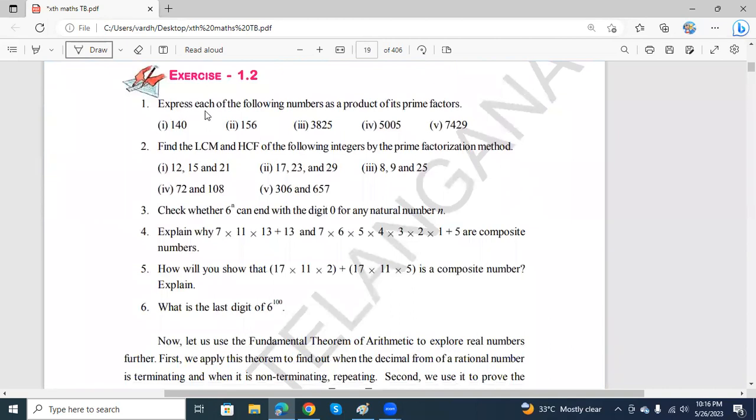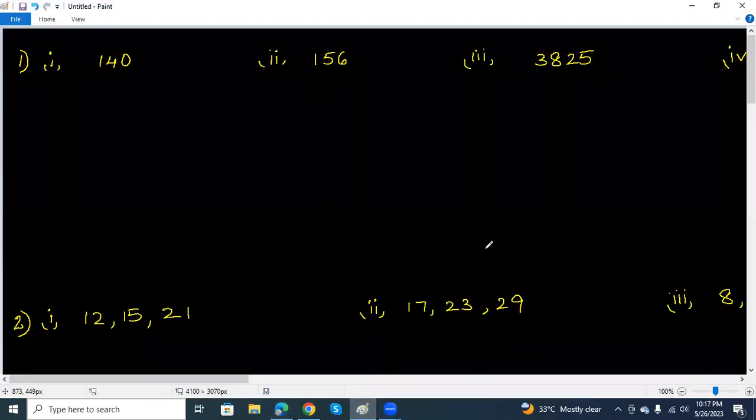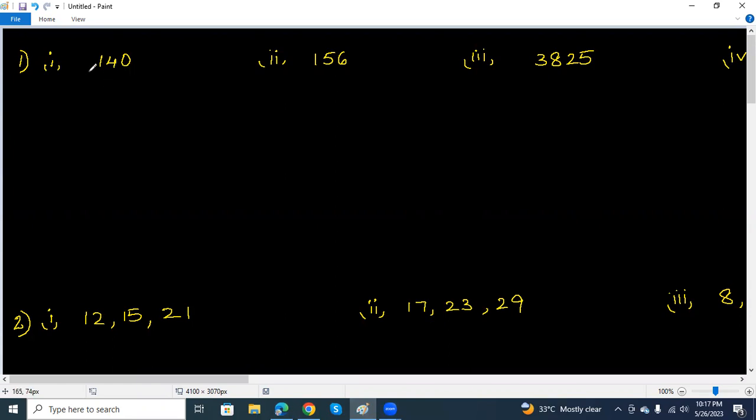First question: express each of the following numbers as a product of its prime factors. For these numbers we need to find the product of the prime factors. Let's take all these questions on my board. For 140, you can do it in a number of ways. For one question I'll use the LCM method, and for another I'll show a different way.